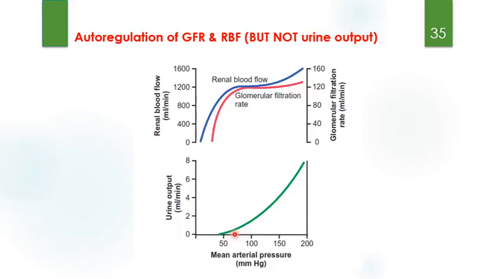Out of the range of the autoregulatory mechanism, increasing blood pressure will increase renal blood flow and GFR, and decreasing mean arterial pressure will decrease renal blood flow and GFR.